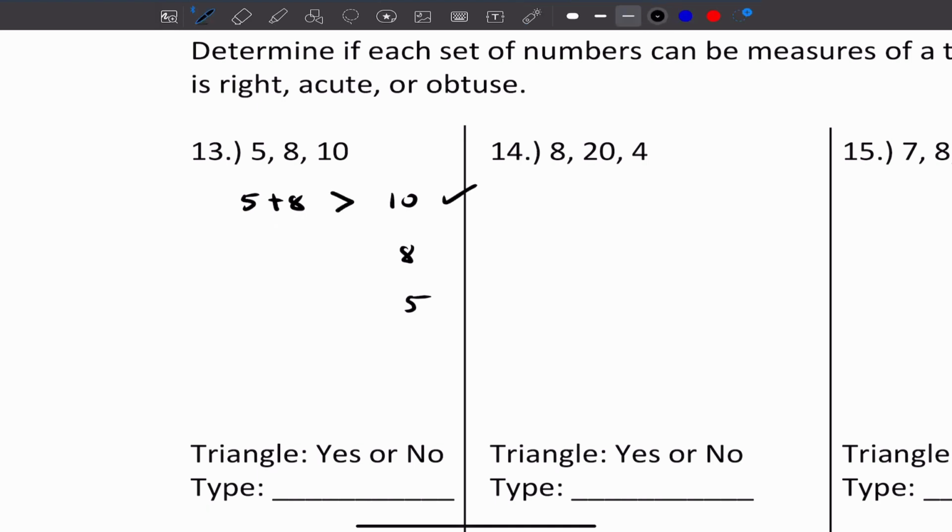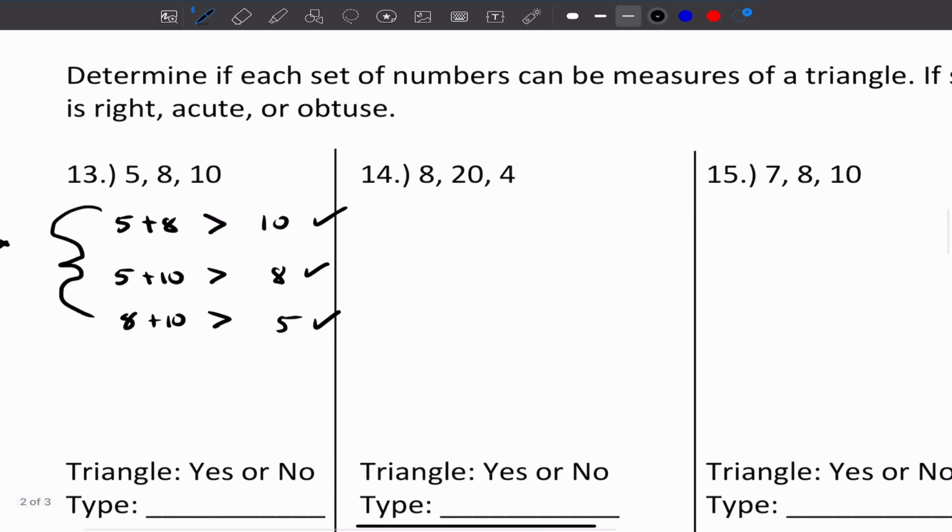Put a check mark. And then you're going to do the same thing. Here's 8. The two numbers not 8 are 5 and 10. And then you can see that 5 plus 10 is greater than 8. So put a check mark there. And then here's 5. So you have 8 plus 10, obviously greater than 5, so put a check mark. So that means since all the combinations do check out, you have formed a triangle.